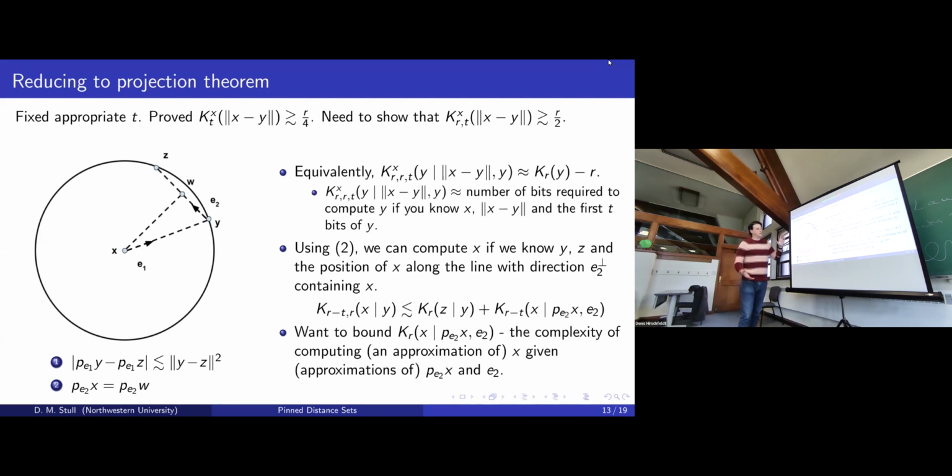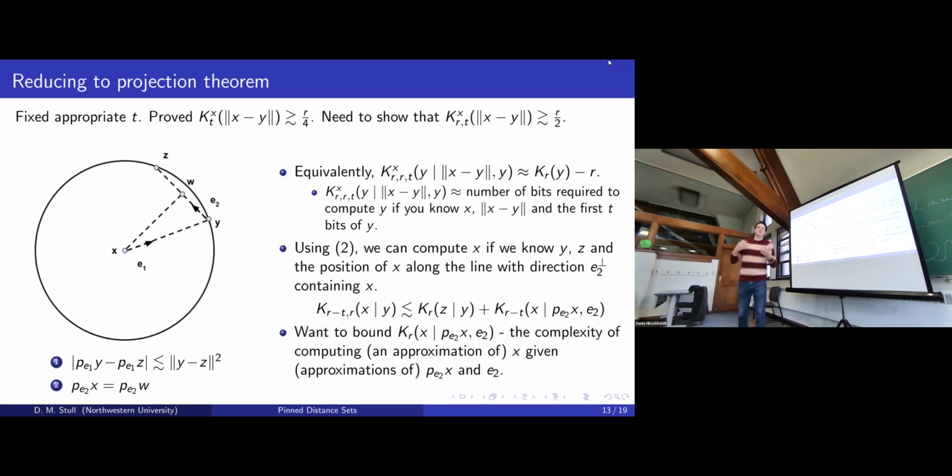To see why this is useful, notice that if you know Y and you know Z, then you know W. So if you know Y and Z, you know W, and you know this line, which contains X. To compute X, all you need to know is the position of X on that line.